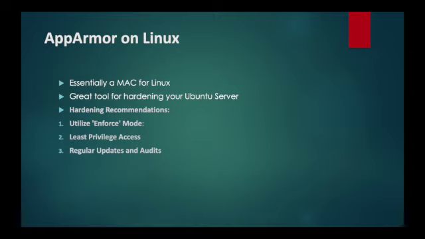AppArmor is essentially a mandatory access control system for Linux, or MAC. This allows the system administrator to restrict programs' capabilities with per-program profiles. Profiles can enforce a policy for system or application files, network access, or even raw I/O. It's an essential tool for hardening your Ubuntu server, helping you compartmentalize potential vulnerabilities in different applications.